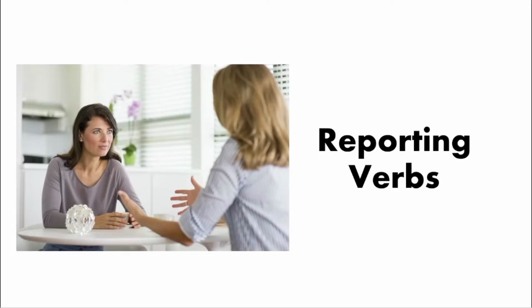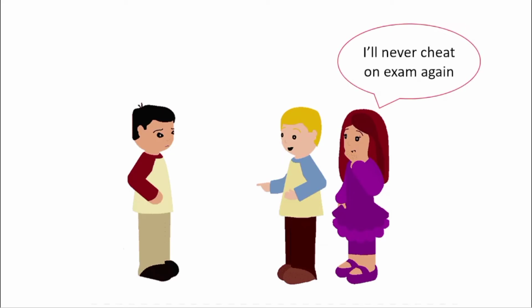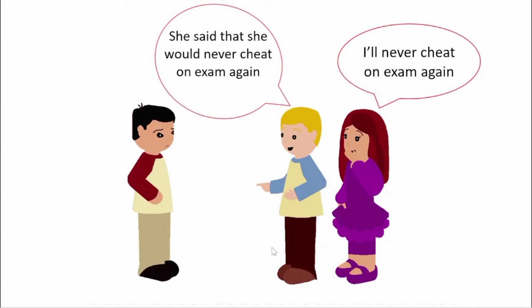Hello everybody. In today's lesson, we're going to talk about reporting verbs. What is a reporting verb? Let's look at this illustration first. "I'll never cheat on exam again," said the woman. And the man reports what the woman had said to him. She said that she would never cheat on exam again. Okay, so in this reported speech, this man used the word said, or the verb said.